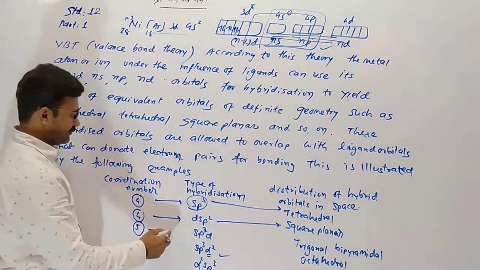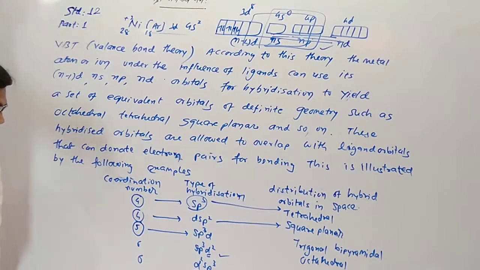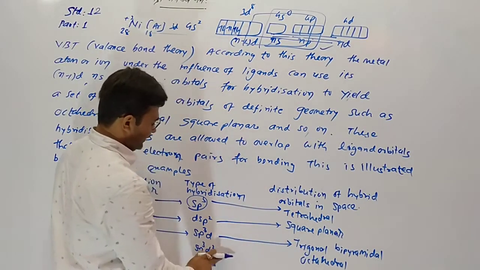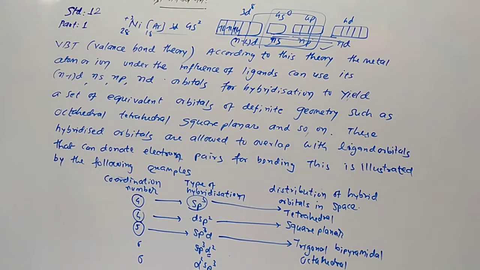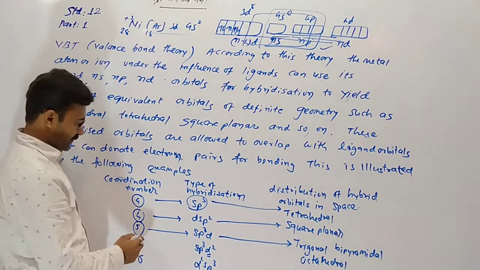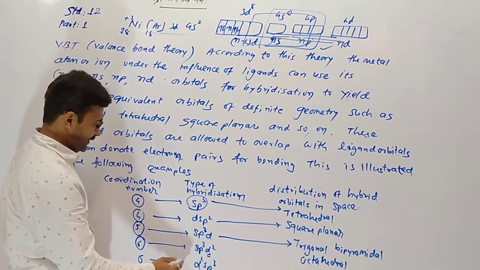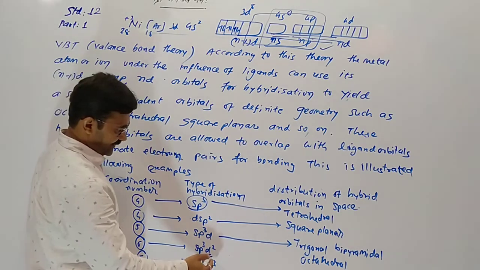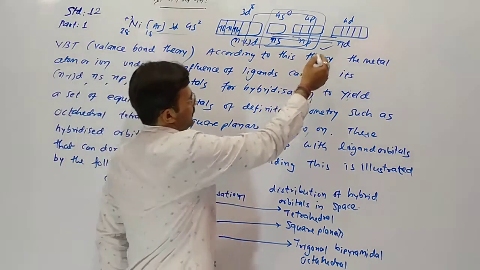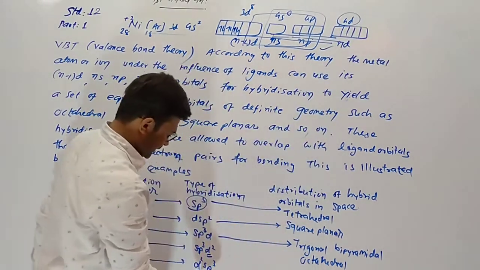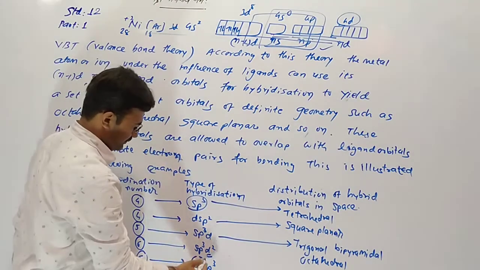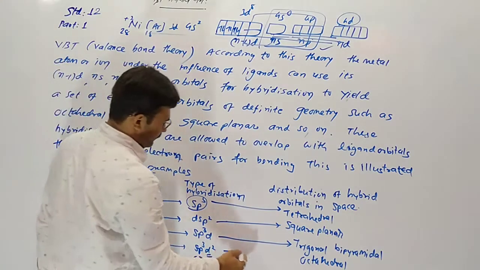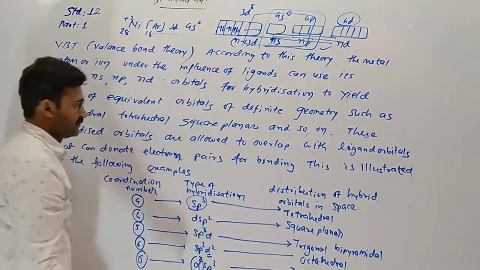Here the coordination number is 5, so sp3d hybridization occurs and the geometrical shape will be trigonal bipyramidal. If the hybridization is sp3d2, otherwise d2sp3. Here d is last, which means 4d will be used. Here d is first, which means 3d will be used. So the shape will be octahedral.